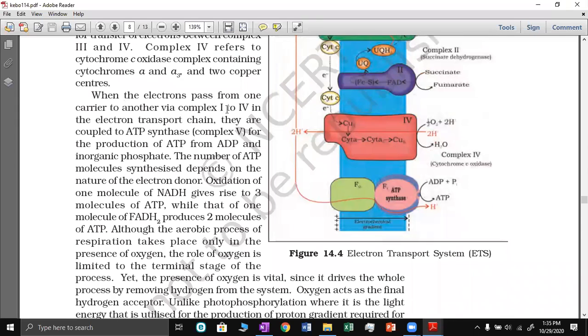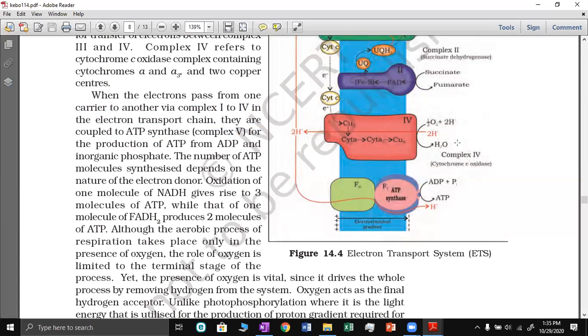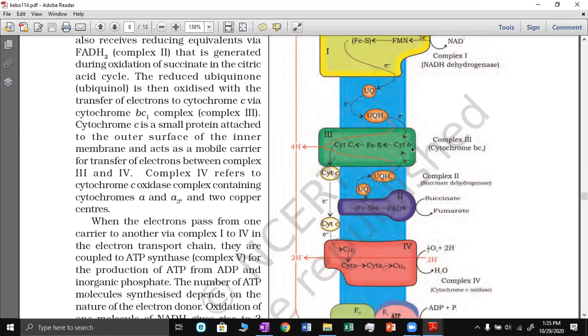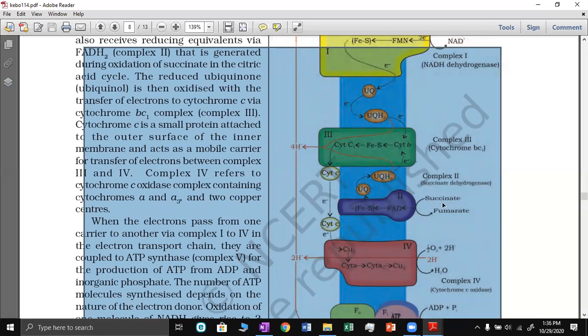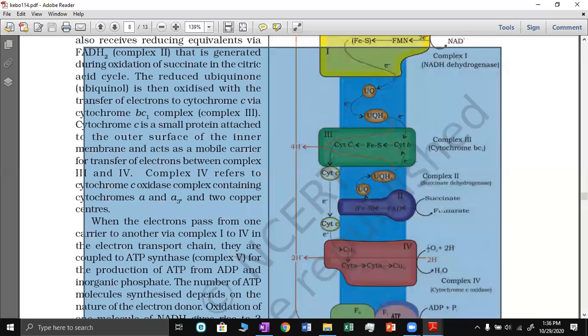When electrons pass from one carrier to another, from complex 1 to 4, the electron transport chain is coupled to ATP synthase. This ATP synthase forms complex 5. The hydrogen present in the NADH moves from complex 1 to complex 3 and then to complex 4. Complex 2 is in between; it receives hydrogen from the FADH2.